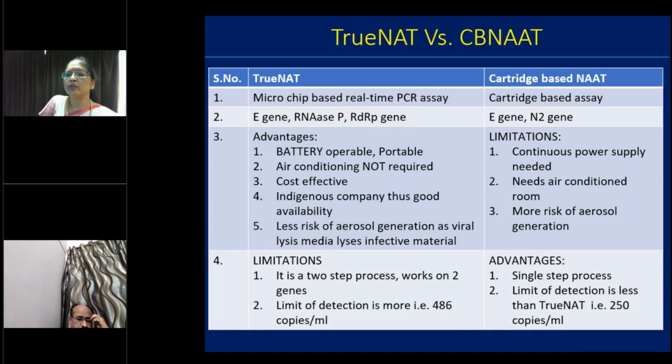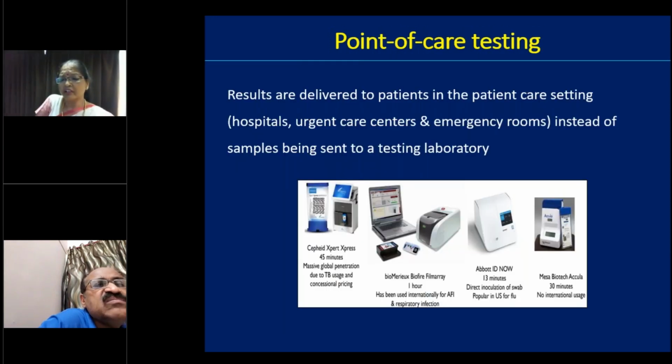I forgot to tell you something about the TrueNAT and cartridge-based test. There are some differences. TrueNAT can be done in simple settings, villages, because it is battery operated and doesn't need a power supply. AC is not required. It is very cost effective, indigenous, and less risk because it's a closed system. And as compared to the cartridge-based system, then we have another 2-3 other point of care tests.